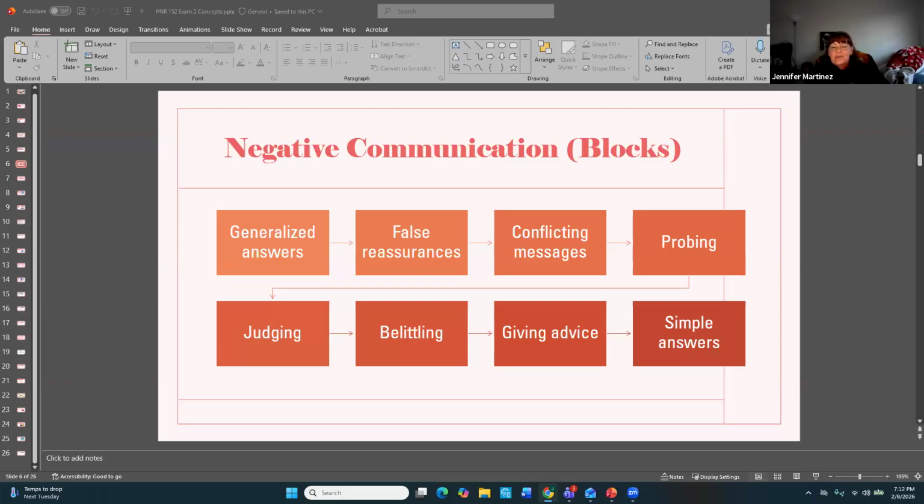Clients need to be given as much information about their care, about procedures and other types of treatments. So making sure that they are getting as much information as possible.